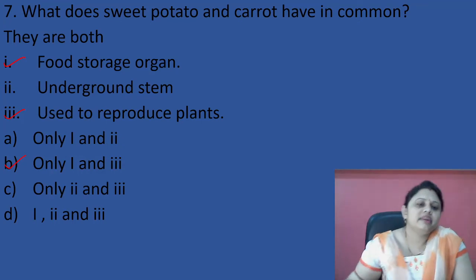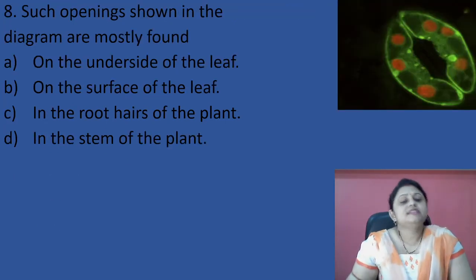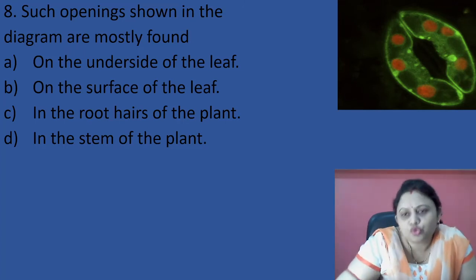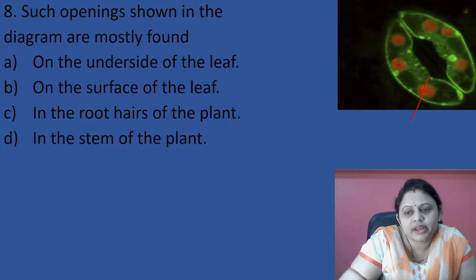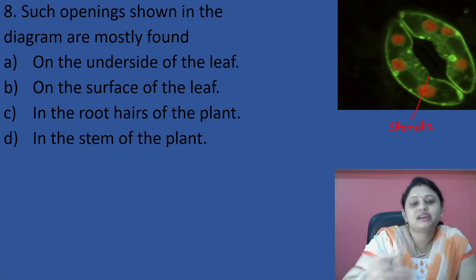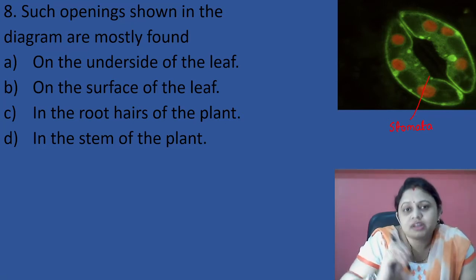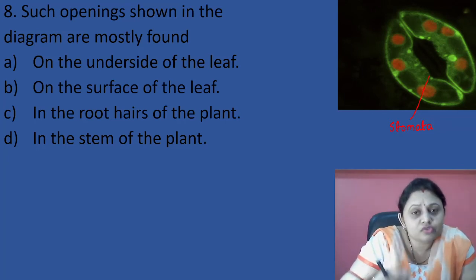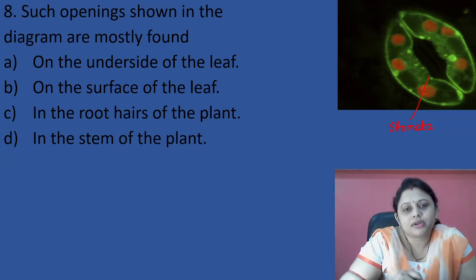Okay, next. Such openings shown in the diagram are mostly found. First of all, do you know what the opening is known as? These openings are known as stomata. Through the stomata, gaseous exchange occurs, that is, carbon dioxide and oxygen exchange occurs. Water vapor also, the plant gets rid of water vapor through the stomata, and these stomata are present on the leaf.